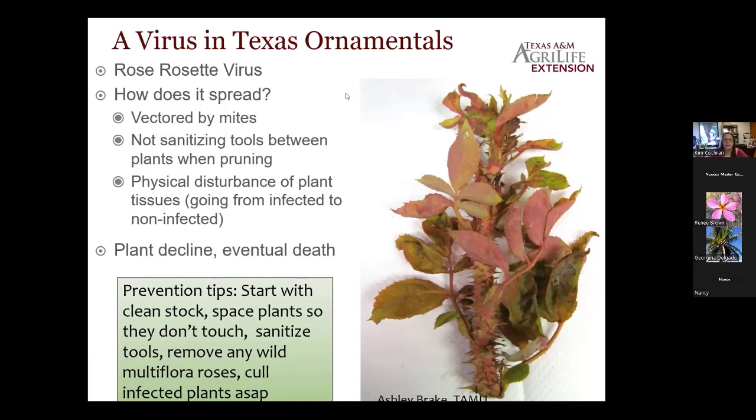Also, cull your affected plants as soon as possible because you don't want it to just sit there as a little repository for the pathogen to spread to everything else around it.